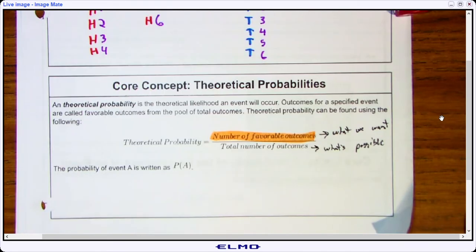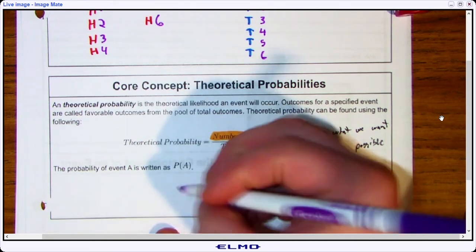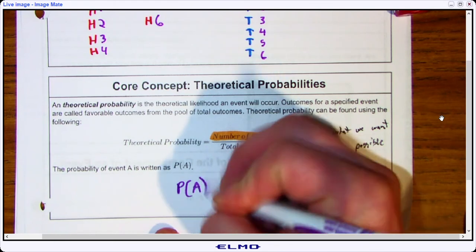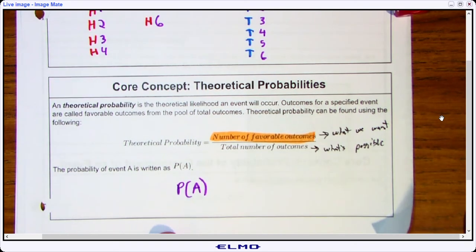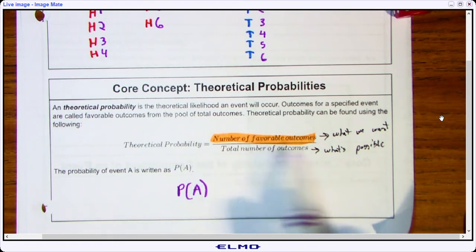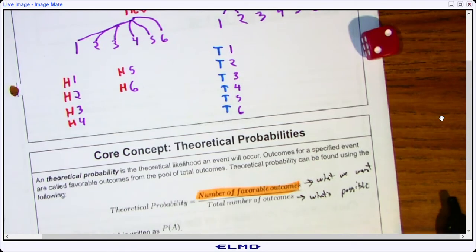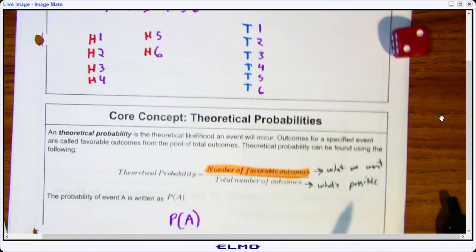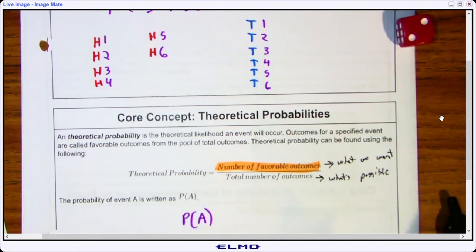And then they denote this as saying the probability of event A, the probability of some event, they call it A, is written as just this. It's probability of A. That's how it's written. Is equal to number of favorable outcomes over total number of outcomes. So what would that look like? Well, if we go to our example up top, right? Our sample space, we had 12 possibilities, right? That was the total number of outcomes.